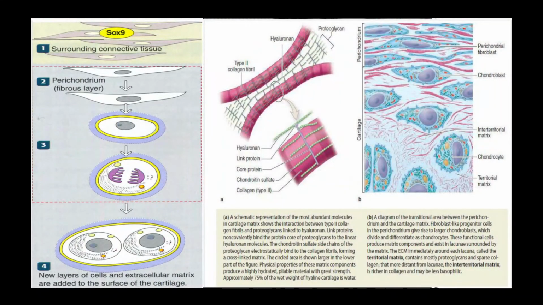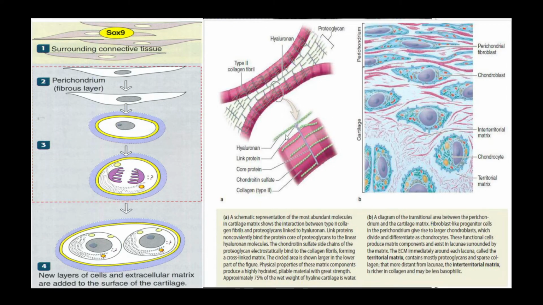So what about the layers of the formation of the matrix and the layer of cartilage? First of all, at the periphery, in this schematic representation, all those abundant molecules of cartilage matrix show the interactions between type 2 collagen fibers and proteoglycans, green color, linked to hyaluronan or hyaluronic acid. Link proteins noncovalently bind the core proteins of proteoglycans to the linear hyaluronan molecules. The sulfate side chains of the proteoglycans electrostatically bind the collagen fibers to form the cross-linked matrix.